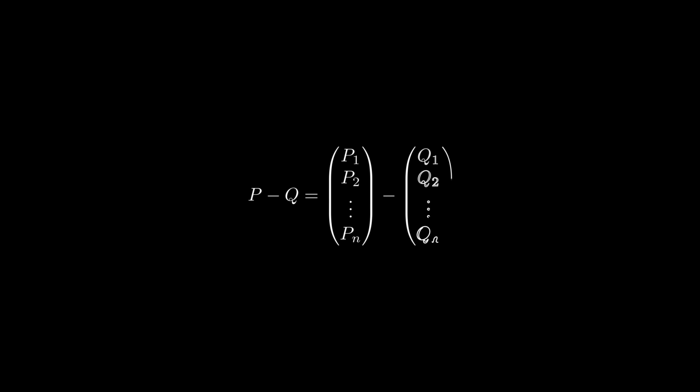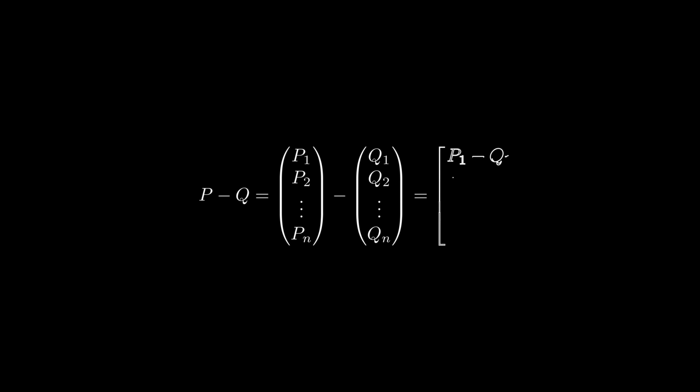Subtracting 2 points gives us a vector. This operation is done element by element, subtracting each coordinate of one point from the corresponding coordinate of the other. In other words, the result tells how to move from one point to the other. It gives both the direction and the distance.